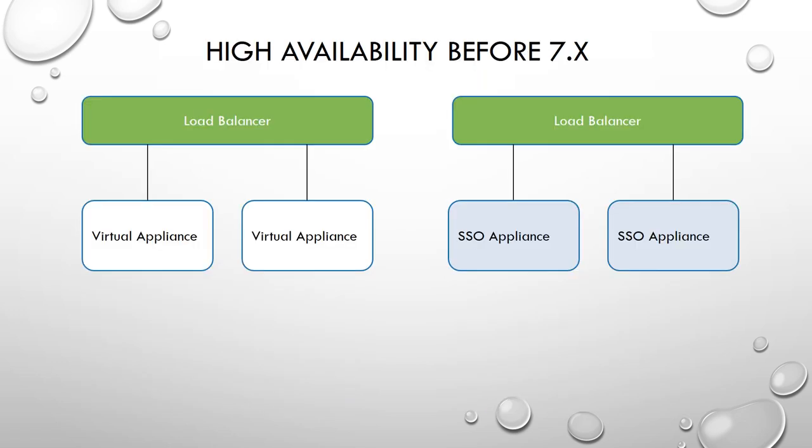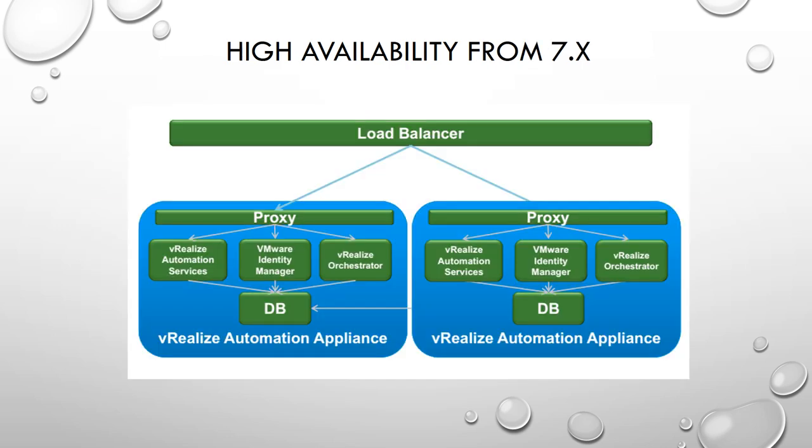Now, this complicated things a bit in the sense that if you wanted to scale out your solution and provide high availability, you must deploy 4 appliances, 2 for VRA core and 2 for single sign-on. While now you can achieve the same level of high availability in just 2 appliances, as the VIDM component resides inside the virtual appliance and uses the same vPostgres database as VRA core. And when we scale out the virtual appliance, it scales out in lockstep with it.